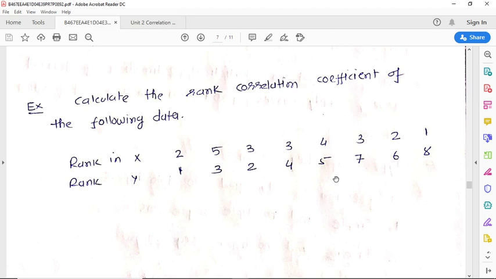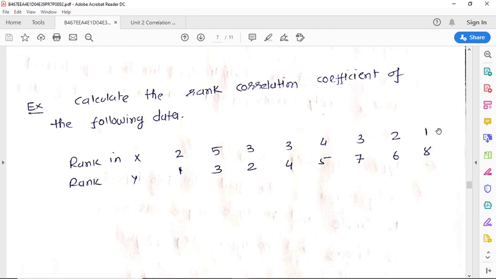Okay, so 2 is repeated 2 times, 3 is repeated 3 times, and here you can observe that the rank is already defined. Clear? There is no actual data mentioned in this example. Directly the rank is mentioned there, so directly you have to revise the ranking form. Clear?